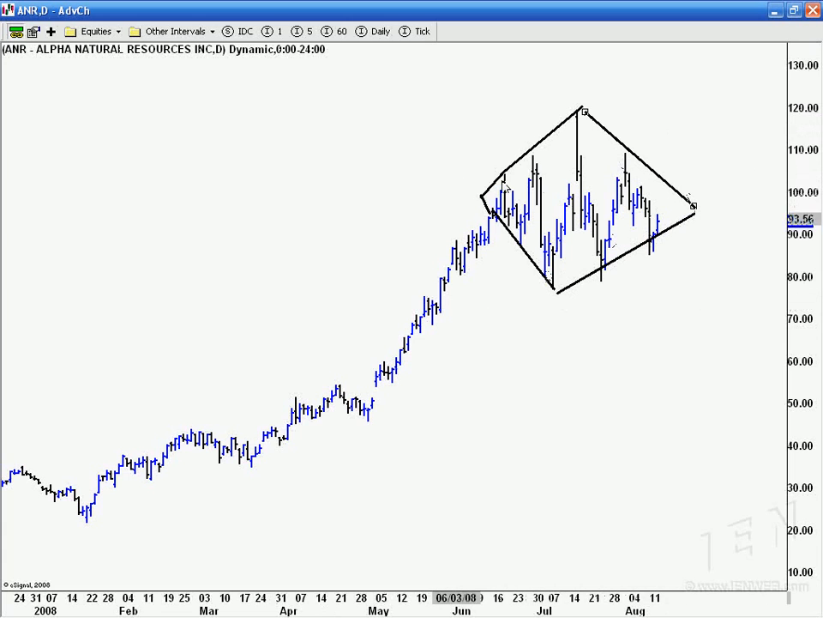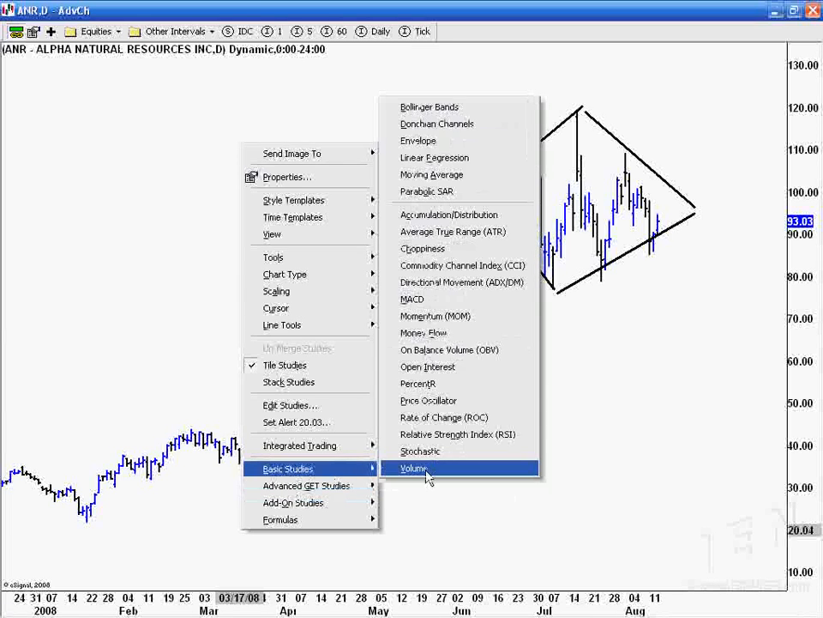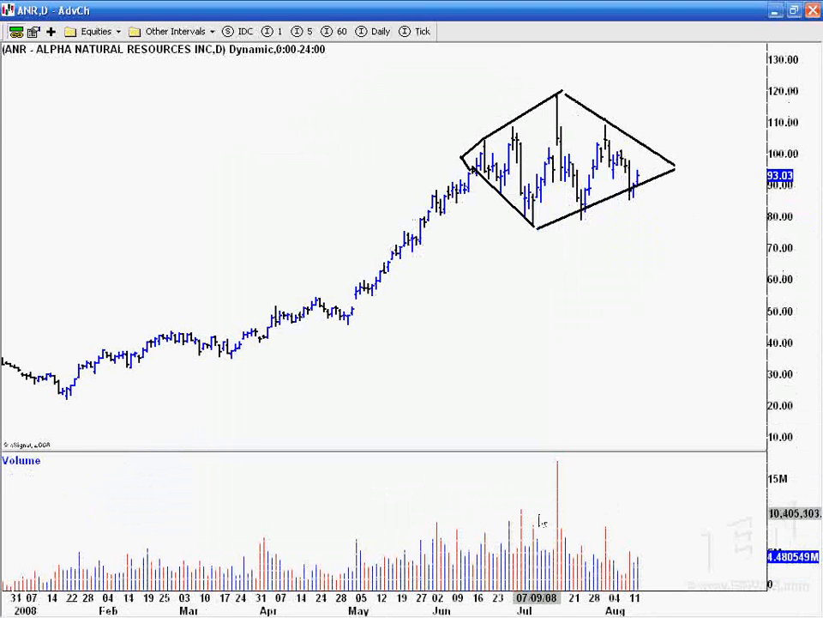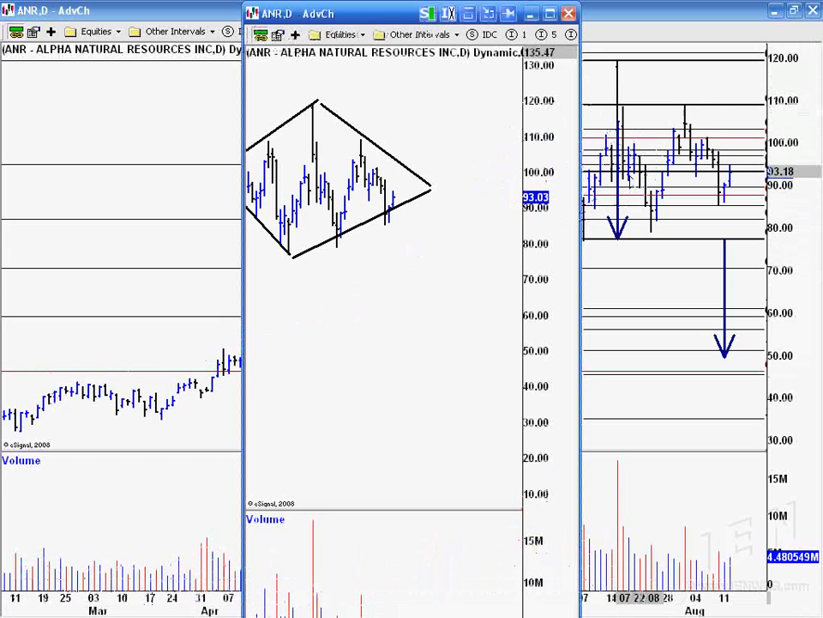So we have this diamond pattern, which inside of it we have a decent head and shoulders pattern. A lot of people are probably looking at this, Alpha Natural Resources. We'd like to additionally look at the volume to make sure that we do have decent volume, which we do. At the top of the head we have a spike, and the shoulders are also indicated with spikes, which are on the red side, which indicates selling pressure at the peaks. So that would give me indication to look to go short, but I'm not there yet. I have not made up my mind yet.